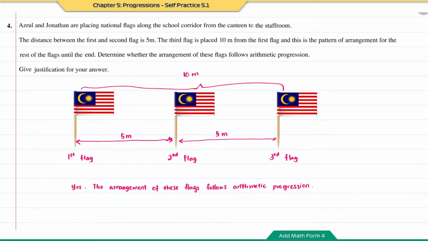So give justifications for your answer. So here, because the distance between two consecutive flags is constant, which is 5 meters, therefore this is an arithmetic progression.